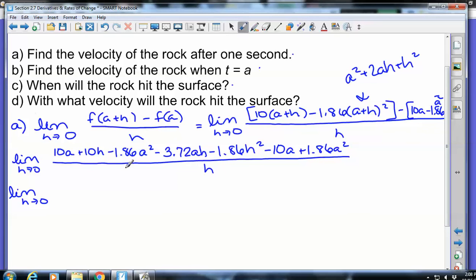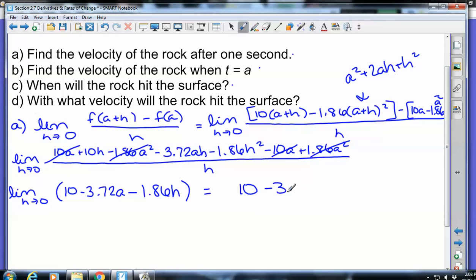What now? Cancel. So the 10a's drop, 1.86a squared's drop. What do you notice about everything that's left? Has an h. So we could go ahead and divide by h. So we get 10 minus 3.72a minus 1.86h. Now if you plug in 0 for your h, we get 10 minus 3.72a.